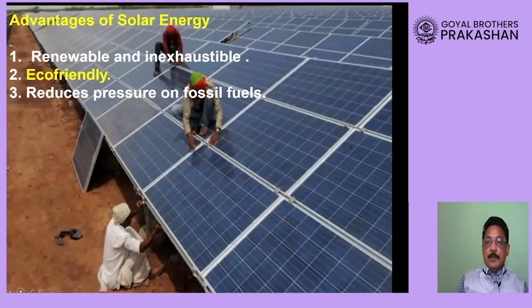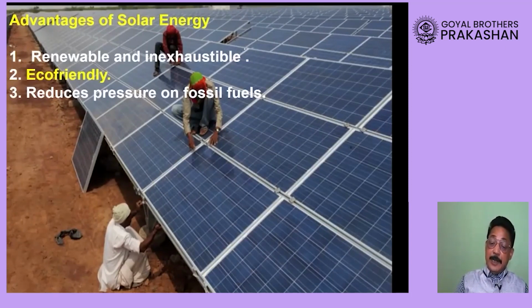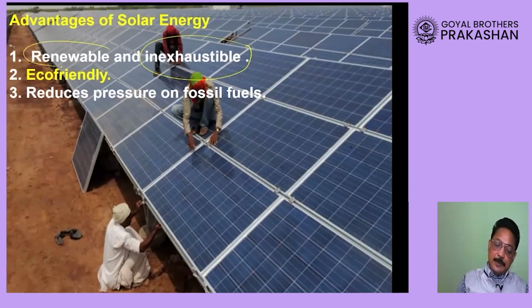Now, what are the advantages? Means why should we use solar energy? Okay, first important thing, this energy will never get over. So it is inexhaustible and we can keep on producing. So it is renewable and it is inexhaustible. Because it does not cause any pollution, it is eco-friendly.